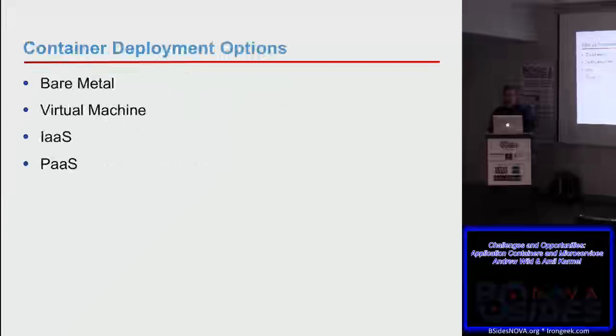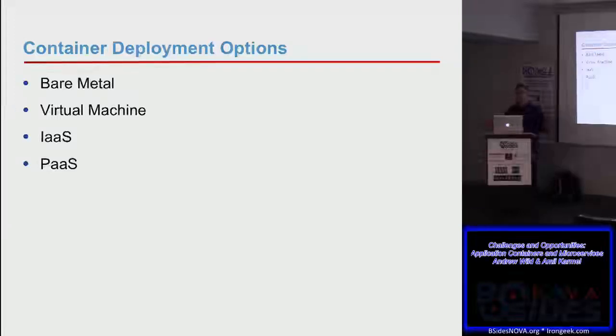So how do you deploy containers? Well, you can deploy them on bare metal. You can buy a server, install the host operating system, then install your container runtime engine, and run your containers right on that. You can run containers in a virtual machine. So you can deploy a virtual machine that is running the host OS for your container system, put in your container engine, and run it that way.